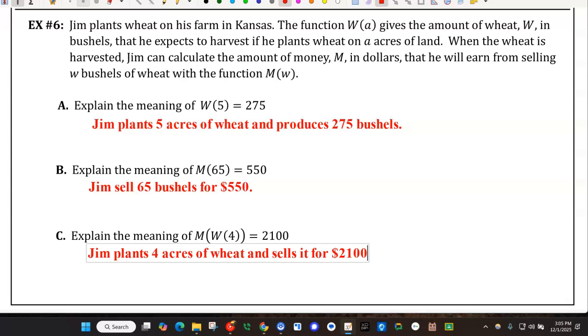So it completely bypasses how many bushels you have. If your goal is just to find out, well, I have this much acreage, how much money does that get me? It gets you directly there by just combining the two formulas into one. And if we actually had the expressions for the formulas, we could start plugging it in and getting the actual number and see how the 2100 is actually calculated. Okay. So there we go. That is our composition of functions.